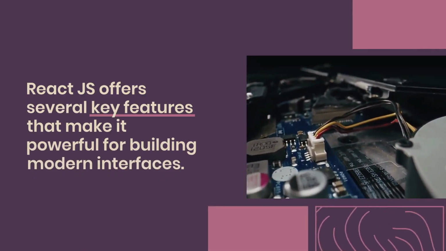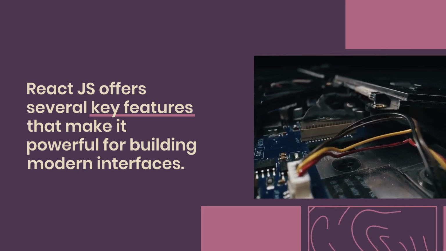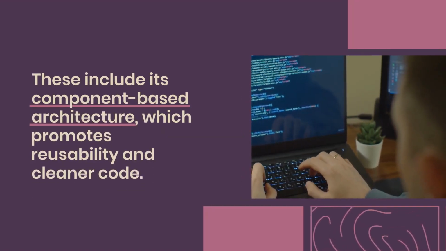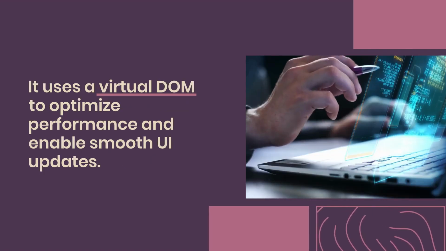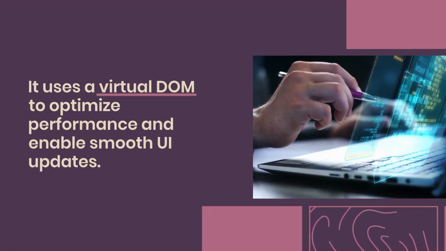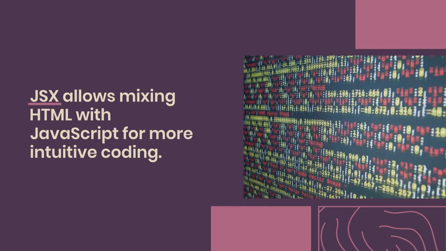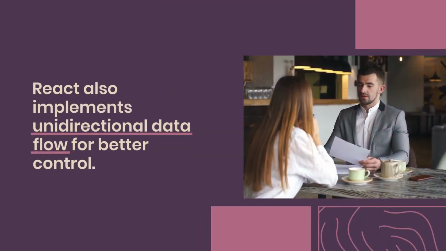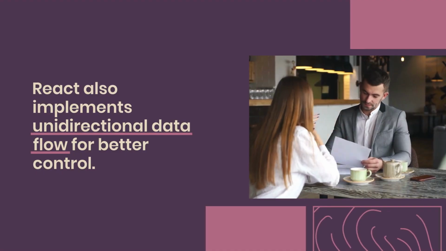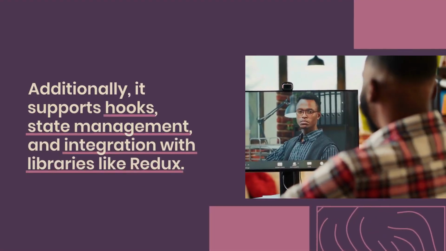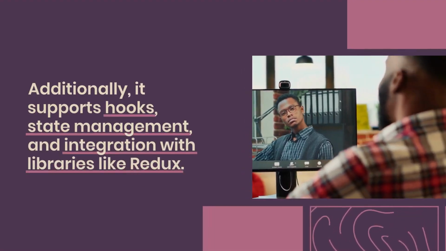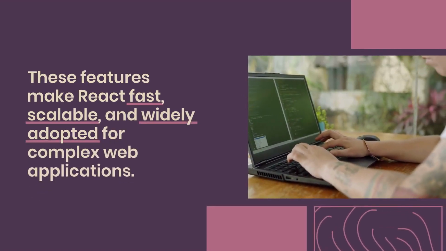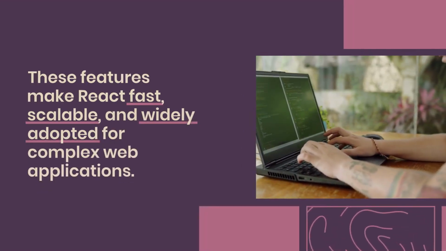2. What are the main features of React.js? React.js offers several key features that make it powerful for building modern interfaces. These include its component-based architecture, which promotes reusability and cleaner code. It uses a virtual DOM to optimize performance and enable smooth UI updates. JSX allows mixing HTML with JavaScript for more intuitive coding. React also implements unidirectional data flow for better control. Additionally, it supports hooks, state management, and integration with libraries like Redux. These features make React fast, scalable, and widely adopted for complex web applications.